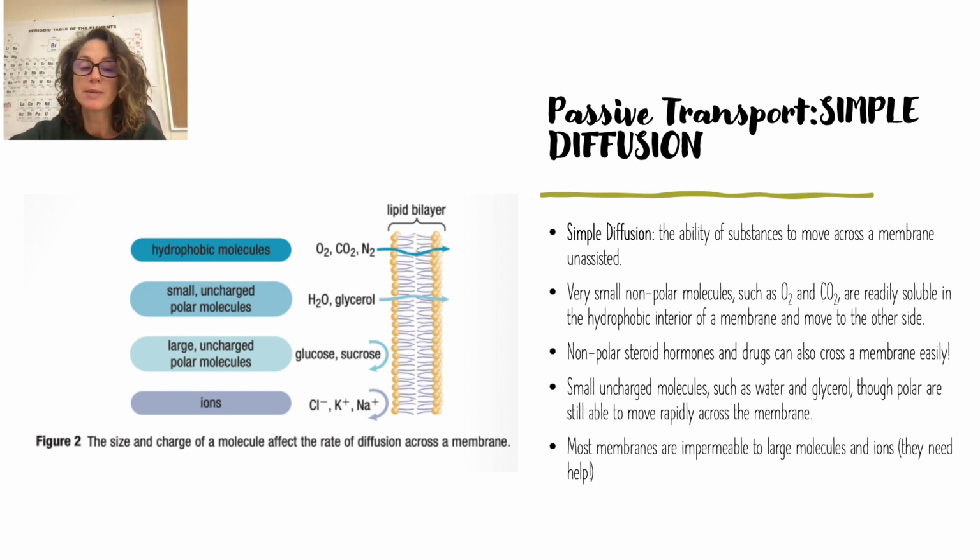Okay, so looking at simple diffusion. So this is the ability of substances to move across a membrane unassisted, so they can just pass right through. And again, we're looking at these hydrophobic molecules like oxygen, carbon dioxide, and nitrogen. And then most of these small uncharged polar molecules like water and glycerol can just go through. And again, large or charged molecules tend to not be able to get through, and again, would need an active transporter to help them.